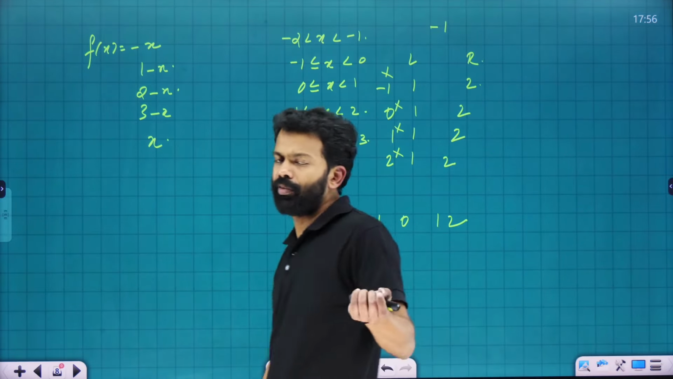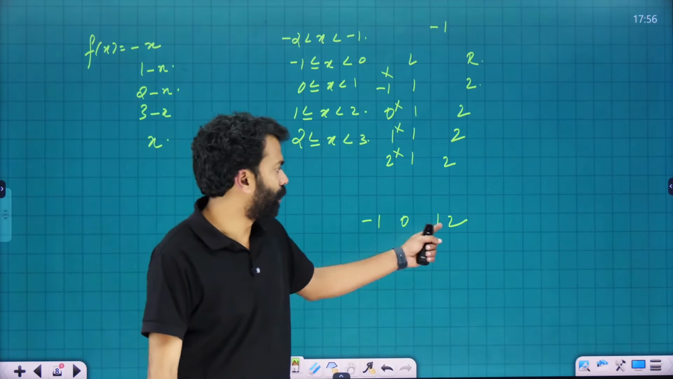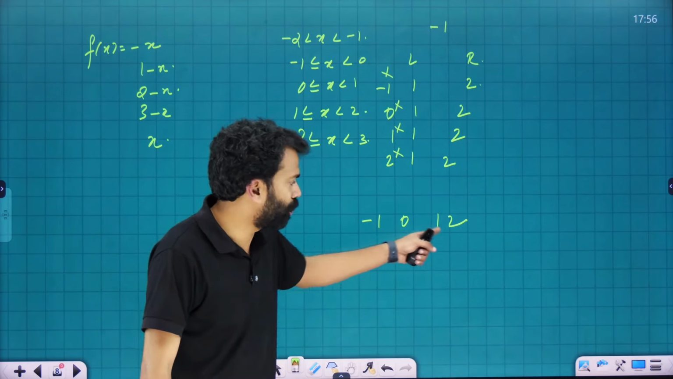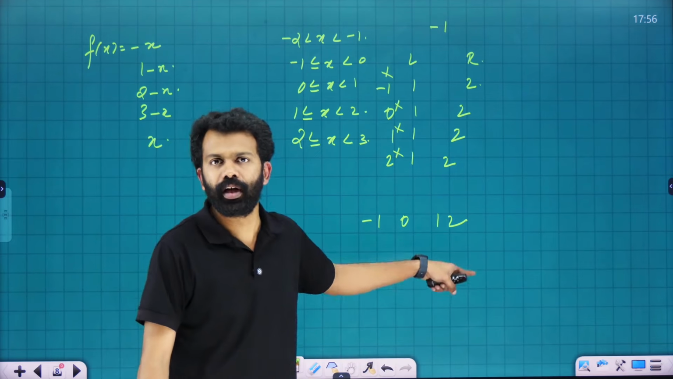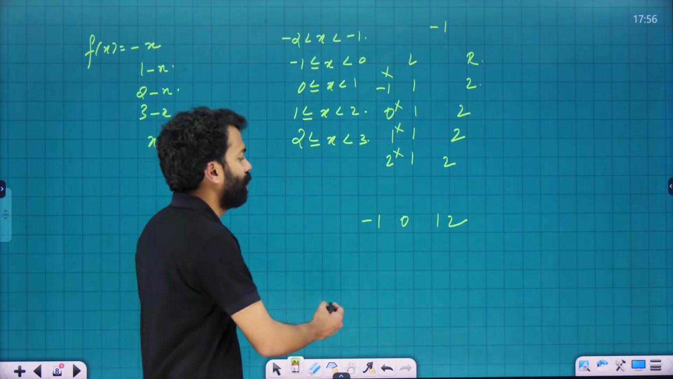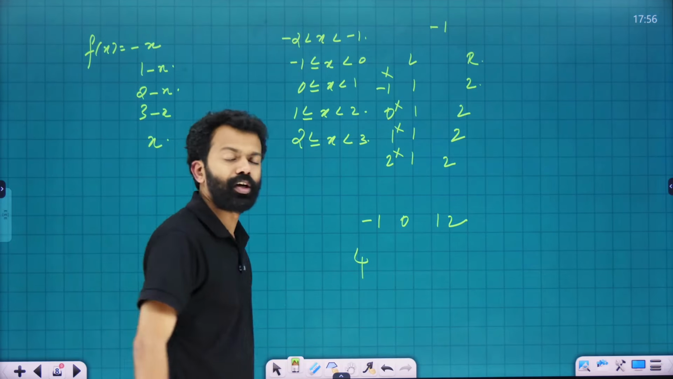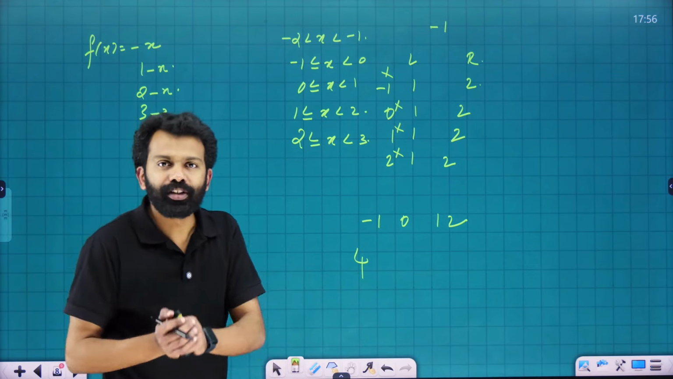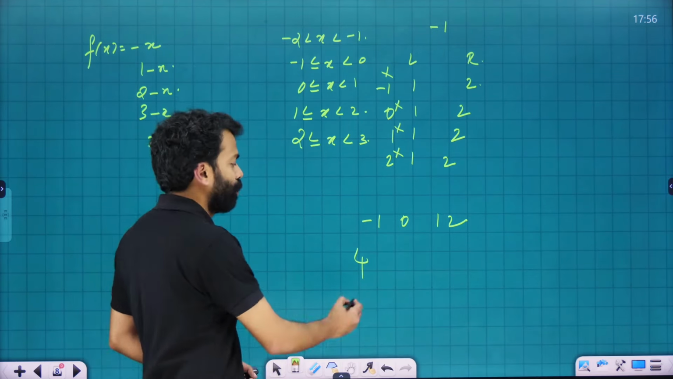Actually, for those points only we need to check here, because at those points, the character of the function is changing. Therefore, we have checked all of those 4 points, and we have concluded that at those 4 points, the function is not continuous. Therefore, the function is not continuous at 4 points. And therefore, the function will not be differentiable at those 4 points as well.